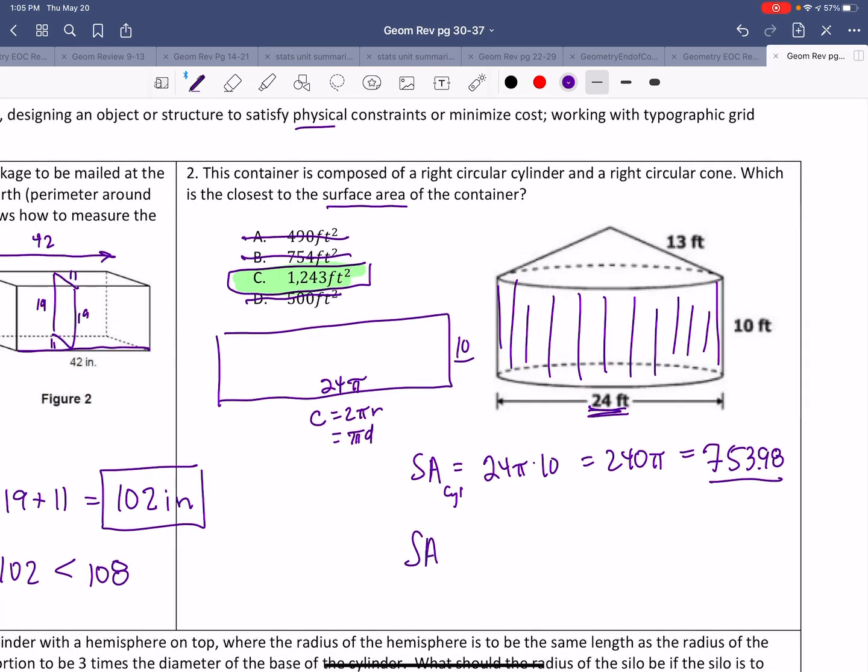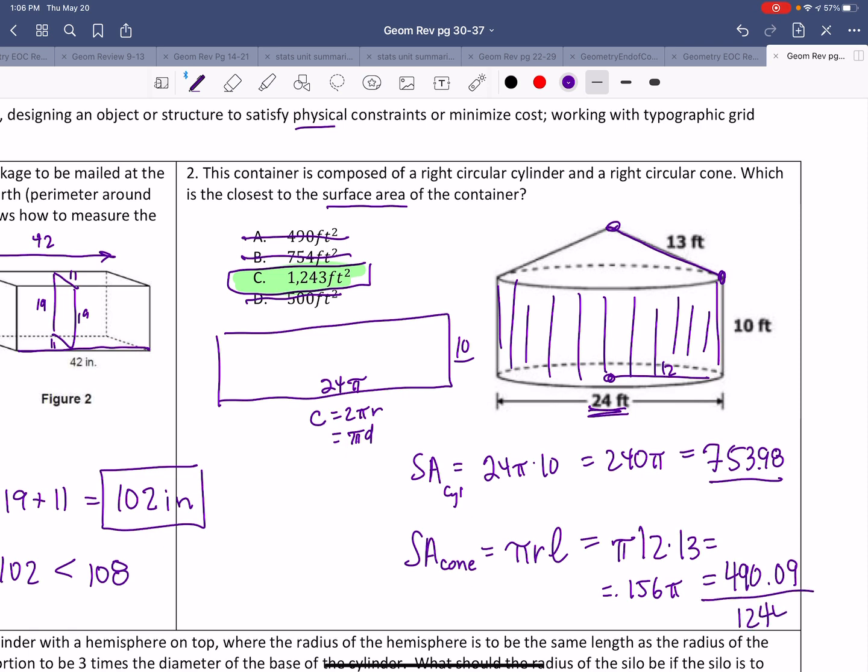Pi RL. Okay, so back to our problem. The surface area of the cone is this pi RL, and they gave us this L. That's very nice of them. So pi times our radius, don't fall for that, right? Our radius is 12, and L is 13. So let's figure out what that is. 12 times 13, right, times pi. We get 490.09. If we add that to our 753, we get 1244. So yeah, pretty darn close to what I got.